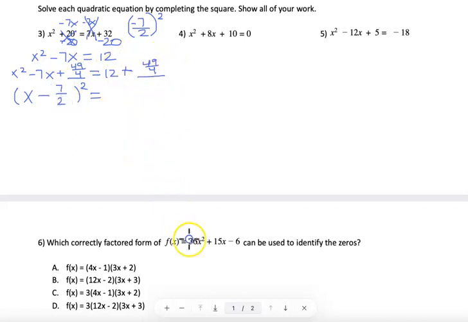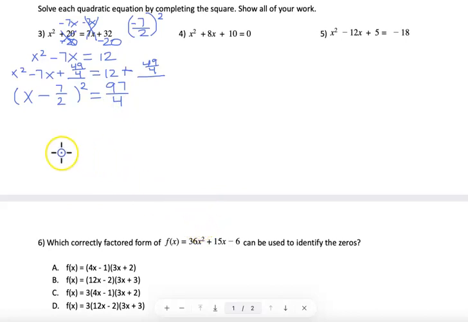On the right side, I need to combine like terms. And yes, it is absolutely okay for you to use a calculator here. So you can either use the Desmos calculator or a handheld calculator, but we do need to keep it in fraction form. So make sure that your answer stays in fraction form. But we're just going to add 12 to 49 over 4, which gives us 97 over 4. So 97 over 4.